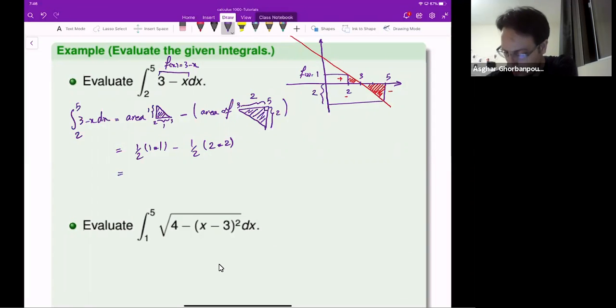And so I evaluated the integral by using the area of some regions. Okay.